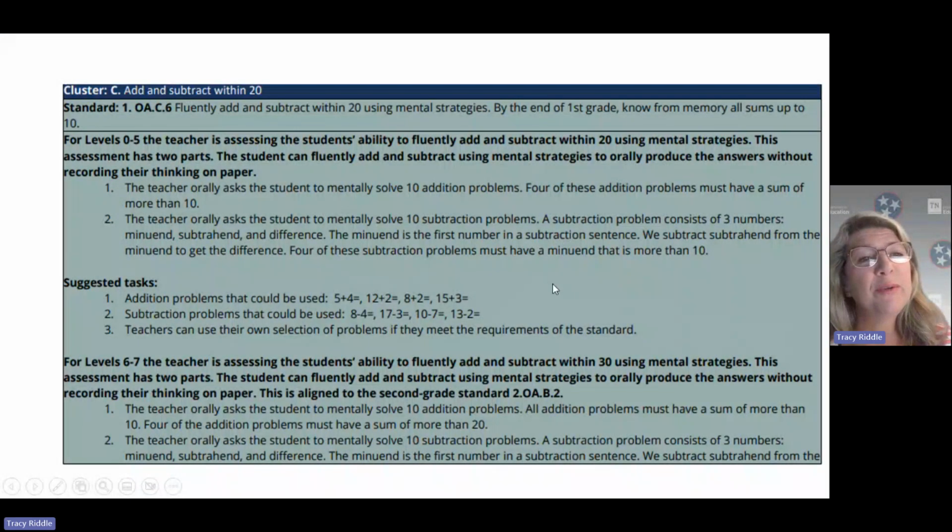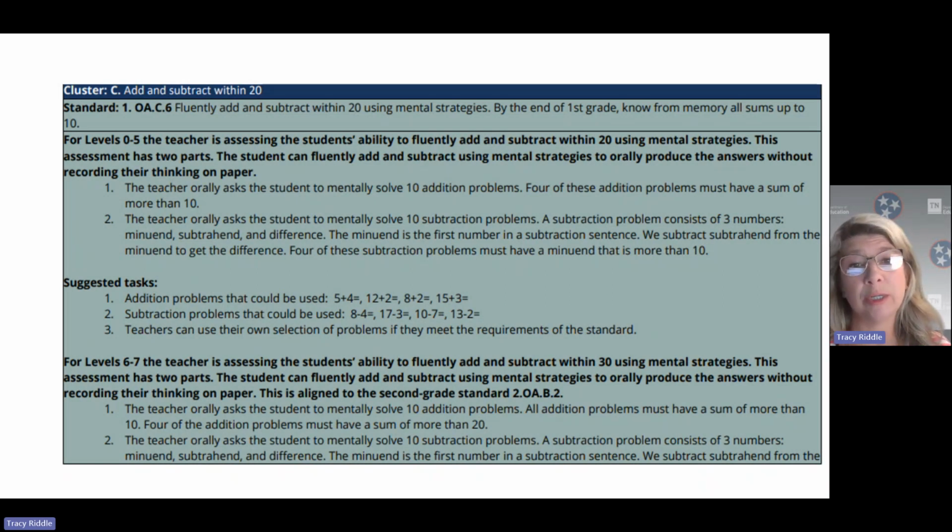This is the portfolio rubric guidance for 1.OA.C.6. Fluently add and subtract within 20 using mental strategies. By the end of first grade, know from memory all sums up to 10. To assess this, the teacher is assessing the student's ability to fluently add and subtract within 20 using mental strategies.